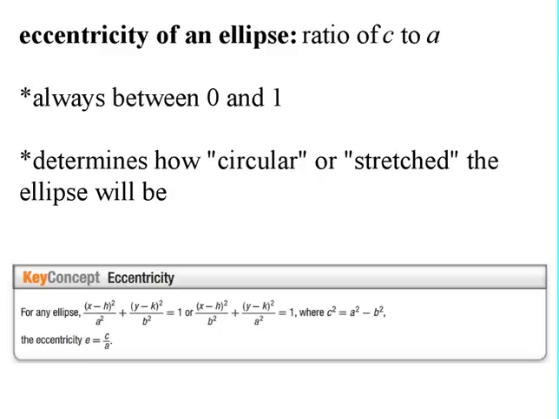The eccentricity of an ellipse is a ratio of C to A. It's the ratio of C to A. It is always between 0 and 1. It determines how circular or stretched the ellipse will be. So depending on the results for your eccentricity, you can see if it's going to be more circular or more elliptical. Okay, I'll let you get that down, and then we'll go ahead and look at how you find the eccentricity.